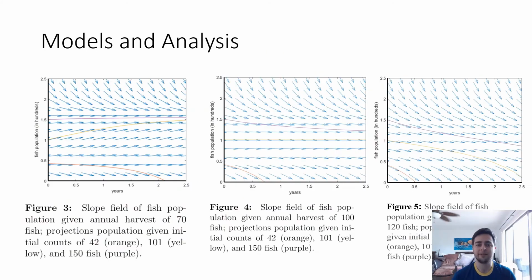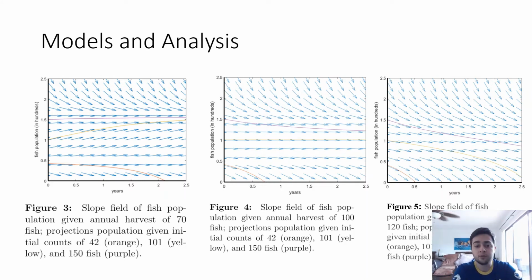Here's what MATLAB came up with. We have 3 different graphs, each featuring a different annual harvesting rate. On the left-hand side, we have an annual harvesting rate of 70 fish per year. In the middle, 100 fish per year, and on the right, 120 fish per year. Now, we can also see that there are 3 different functions in each graph.